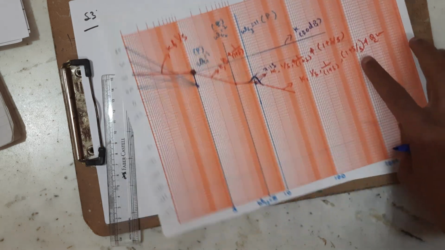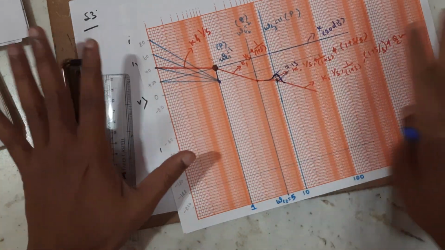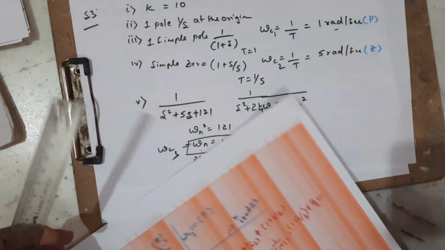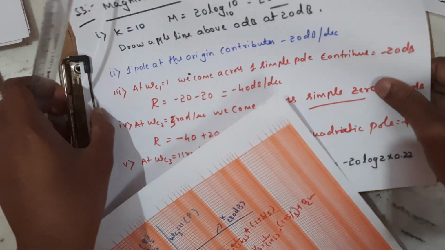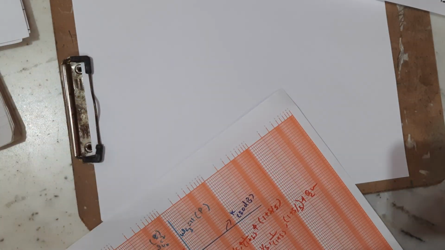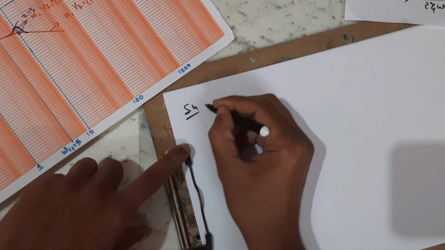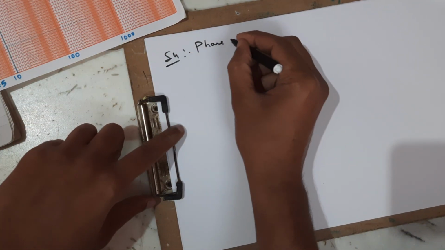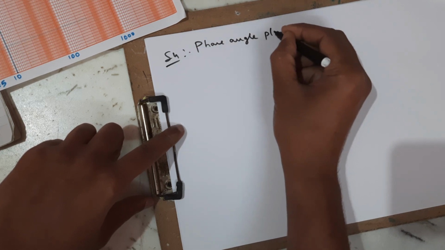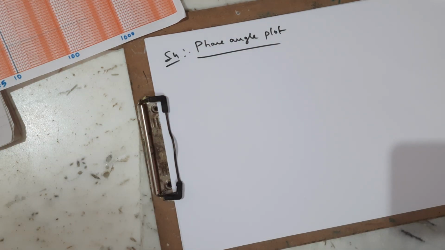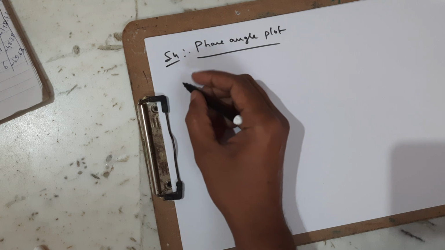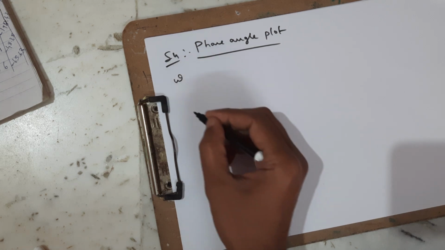I hope you understood. So this completes drawing the magnitude plot. What is the next step? The next step is to draw the phase angle plot. Step number 4, phase angle plot. For this, what we need to do? We need to construct the table, right? So here we are going to vary the value of omega.